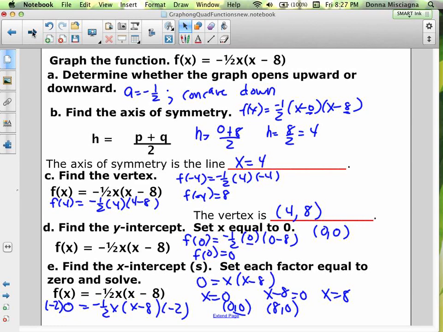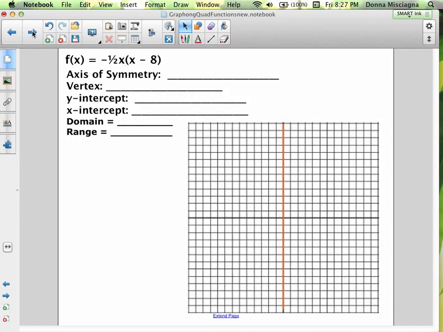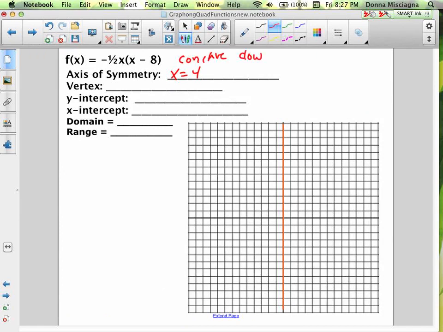I hope you got your notes all filled in. Of course, if you didn't, just pause me, rewind me. All right. So our axis of symmetry was x equals 4. And remember, this was concave down. I did 2 concave down in this one so far.